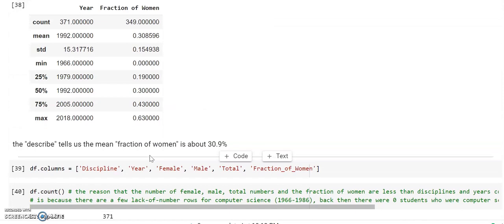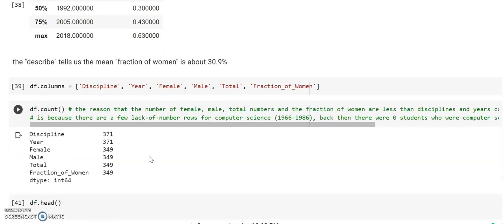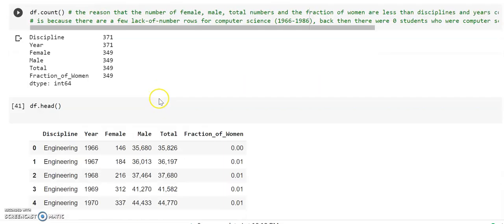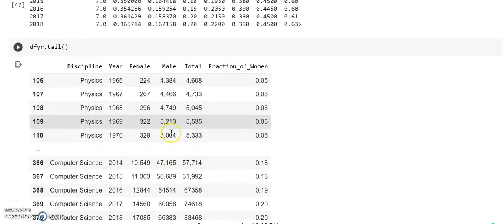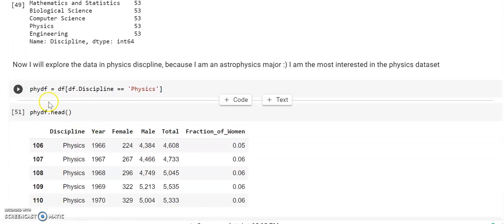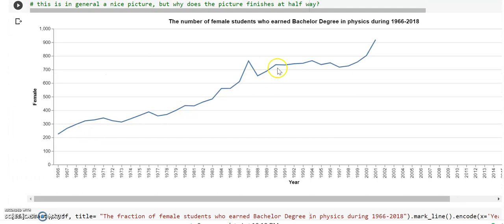And it looks good. I tried to group my dataset by disciplines, and I found there's a problem if I just use the percentage as the fraction of women instead of the decimal. Then I changed the fraction of women from percentage to decimal, such as 0.3 instead of 30%. Then I created a subset of my data frame called a physics data frame. Then I plotted the graph for the number of female students who earned physics bachelor degrees over the years. So you can see it's increasing.